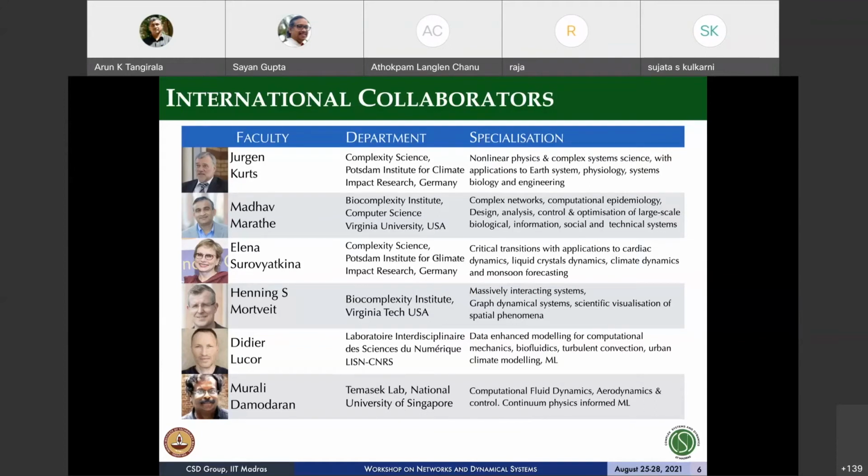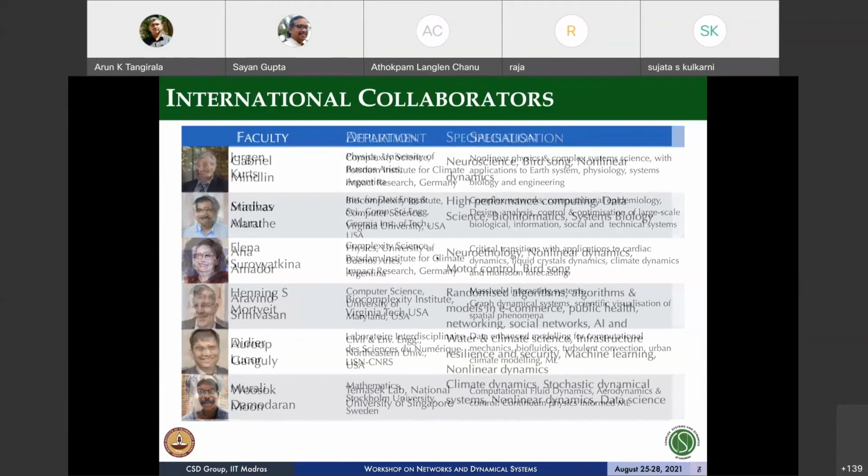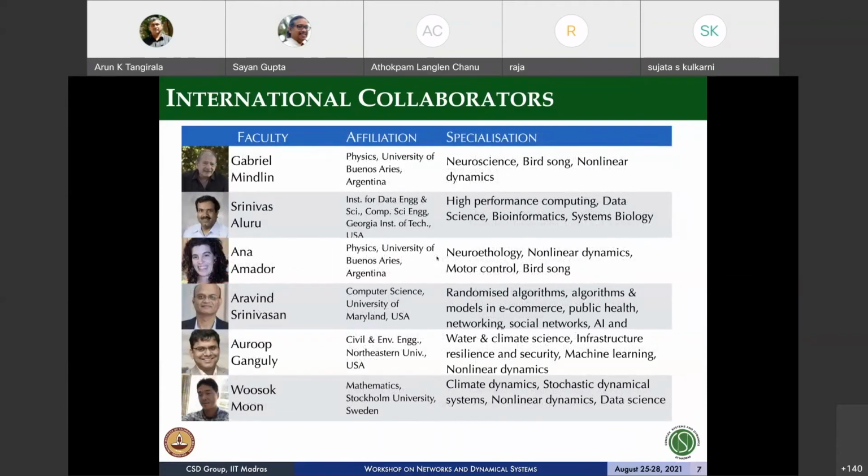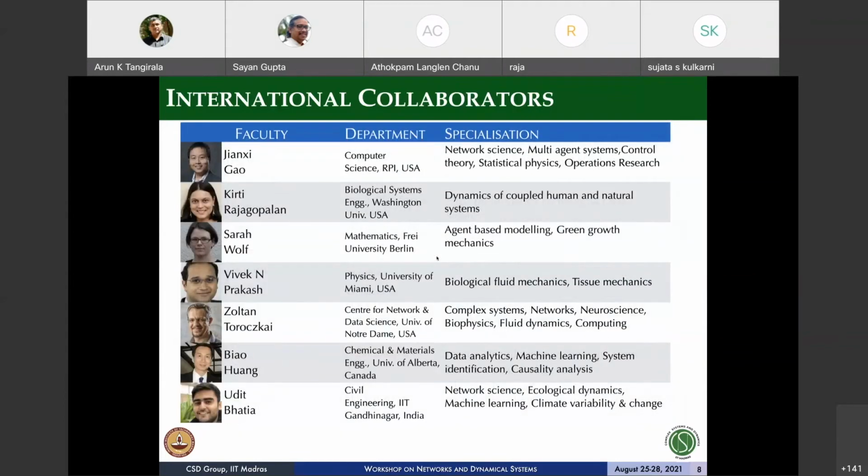So we have a number of collaborators whom we conduct active research with. And you can see we have collaborators from USA, Europe, and other countries and other continents, with the exception of Professor Udit Bhatia, who is at IIT Gandhinagar. We have put him under international collaborators. Well, he is in India, but he himself collaborates with a lot of international people. So he's a semi-international collaborator, you can say so.